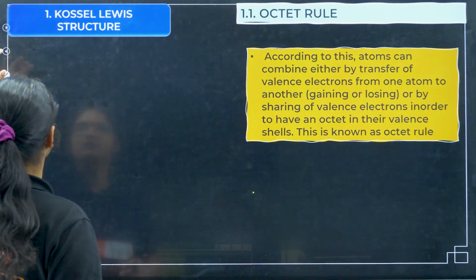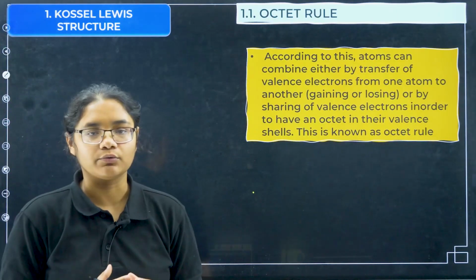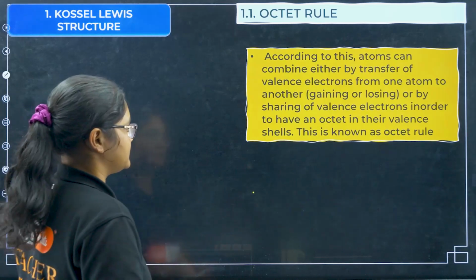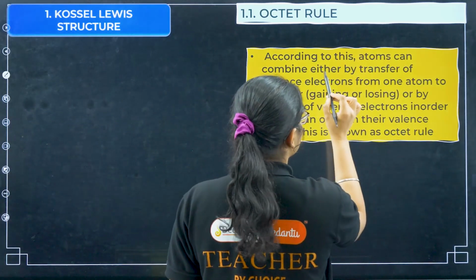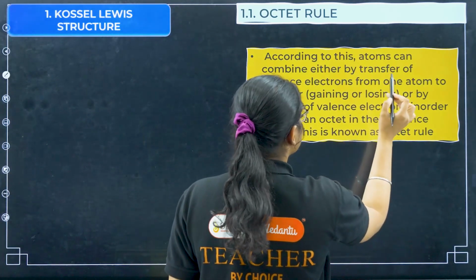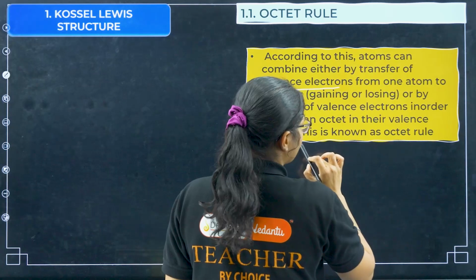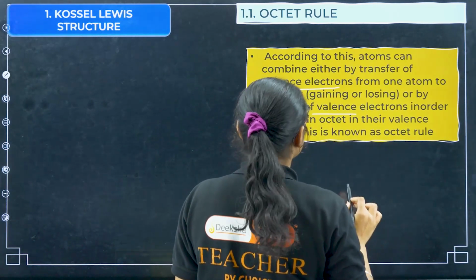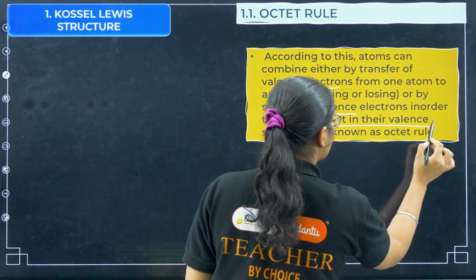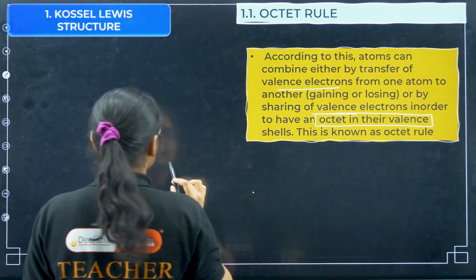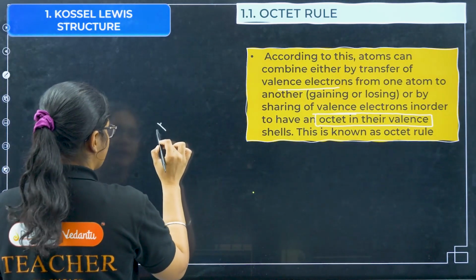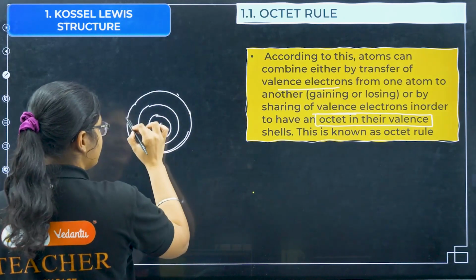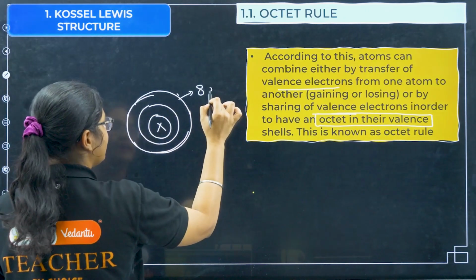Next, we are going to discuss the octet rule. I have already told you what the octet rule is. The octet rule says that atoms can combine either by transfer of valence electrons from one atom to another or by sharing of electrons in order to have an octet in their valence shell. So in the last shell of an atom X, every atom wants to have 8 electrons.